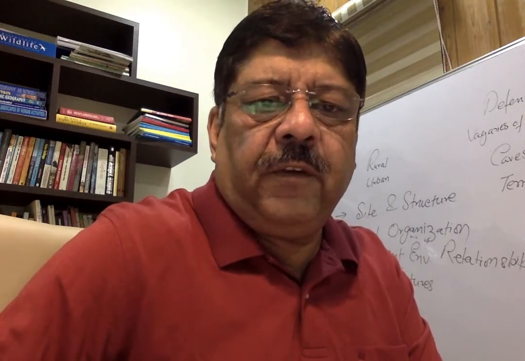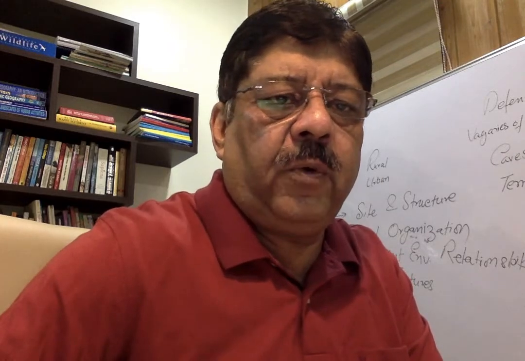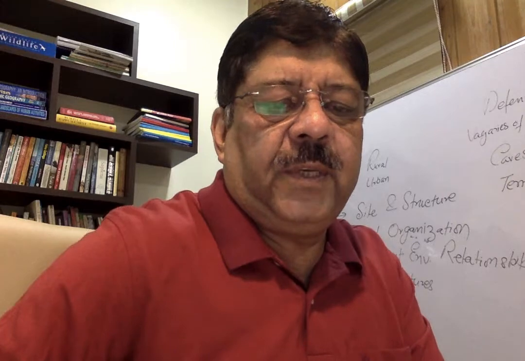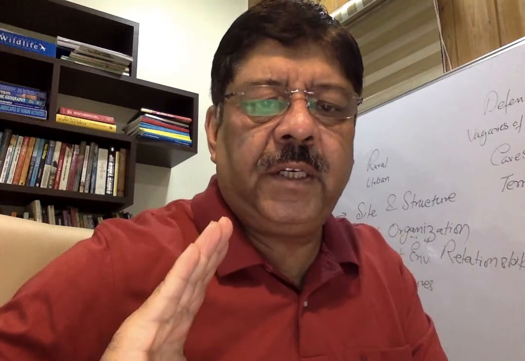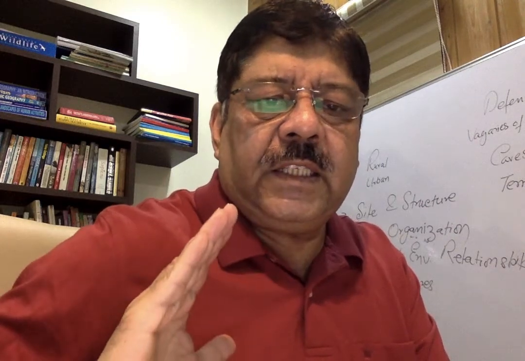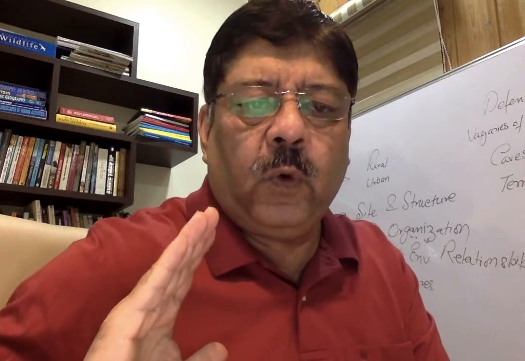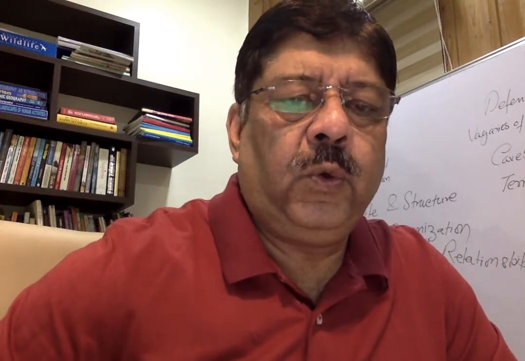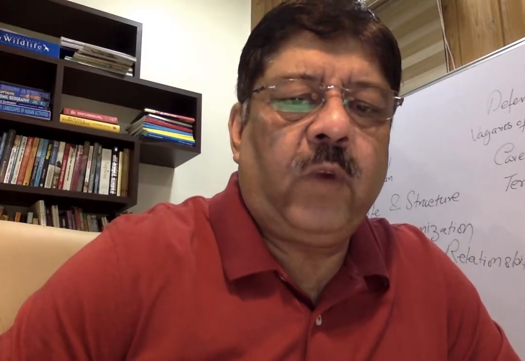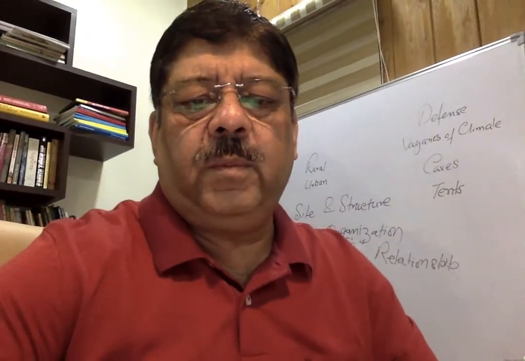So first thing we are going to study in this paper, settlement geography, is definitions of rural and urban settlements and their merits and demerits. Second thing is settlement site and structure. So what is rural and what is urban? A very quick recap. Actually, you know beforehand what is rural and what is urban. Have a quick recap. What is rural?